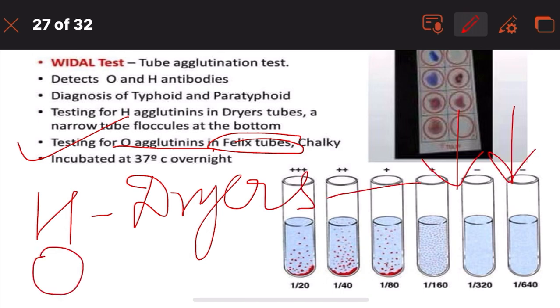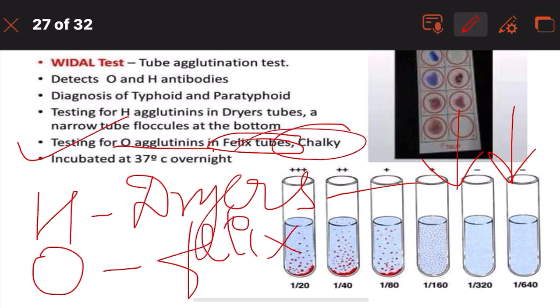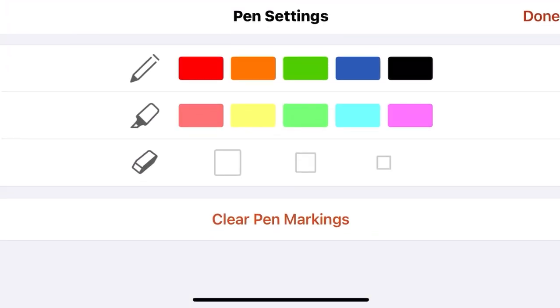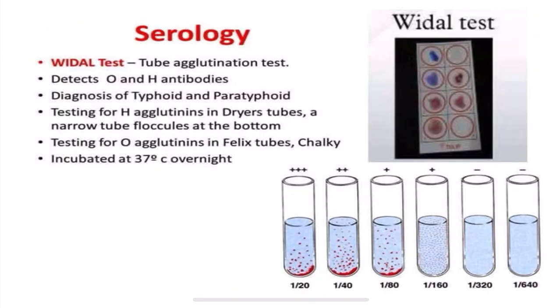And then for the O antigens, the test tube used is the Felix tube. In the Felix tubes, the chalky matte appearance is seen at the bottom. If it is seen at the bottom, it indicates a positive reaction of O agglutinin. O antibodies are present in the serum of the individual. Then we will move further. They are incubated at 37 degrees Celsius overnight. Is it clear?